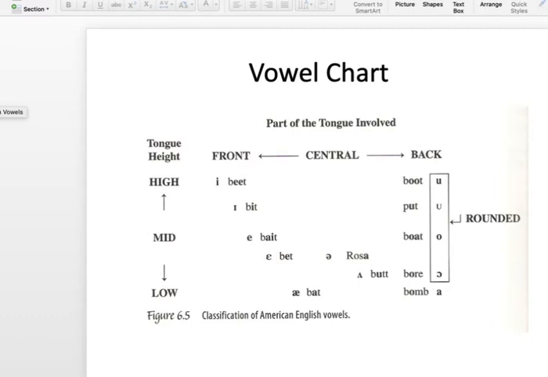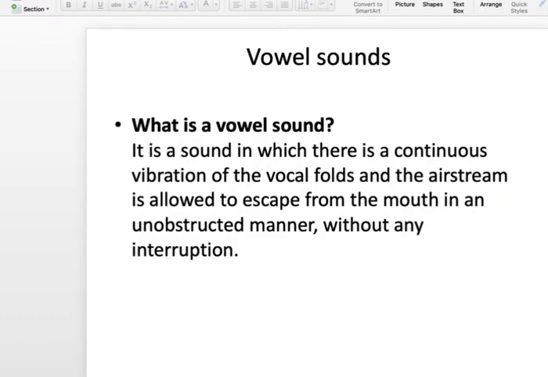So just simply to link today's lecture with the previous ones, I just want to let you know what we have studied here in vowels. A vowel sound is a sound in which there is a continuous vibration of the vocal folds and the air stream is allowed to escape from the mouth in an unobstructed manner. Well, what do we actually mean? Vocal folds are always vibrating; these are voiced sounds when we produce vowels. All vowel sounds are voiced.